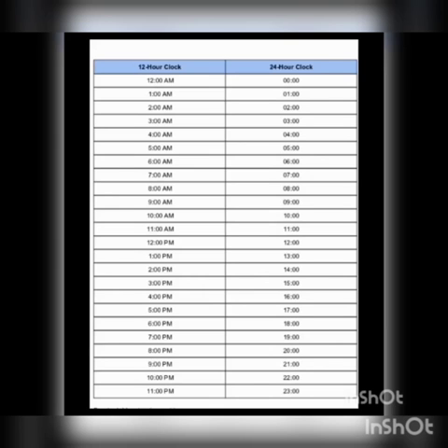Good. So first we have 12 AM. 12 AM means midnight. It is written as 00 hours in 24-hour clock. Similarly, for 1 AM we have 1 hour. For 2 AM we have 2 hours. Similarly, for 5 AM we have 5 hours. For 12 PM we have 12 hours.